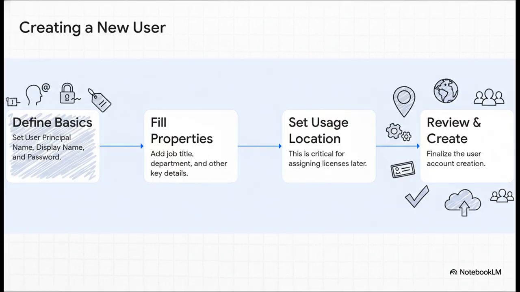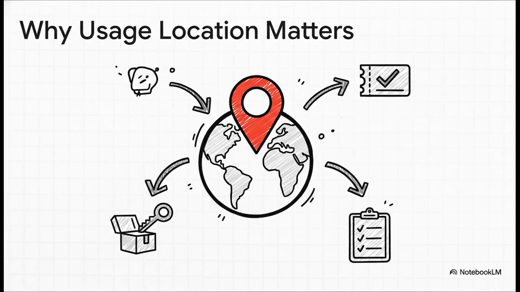Actually creating a new user is super straightforward. You start with the essentials, like their login name, that's the user principal name, and their password. Then you fill in helpful details like their job title. But see that third step, setting the usage location? That one is way more important than it looks. That one little property, the usage location, is absolutely critical. Why? Because without it, you cannot assign a single license. Period. Microsoft 365, anything else, it's a hard stop. It's a non-negotiable step that also helps make sure you're compliant with local rules. So don't ever skip it.